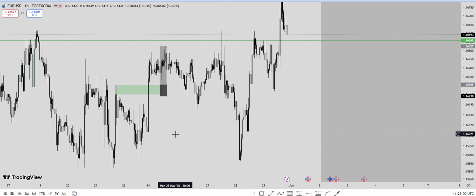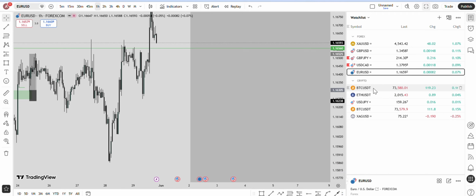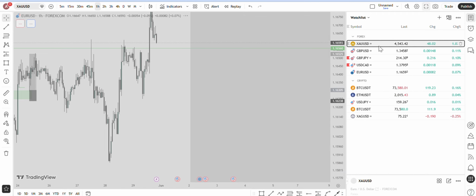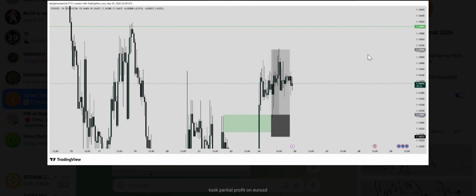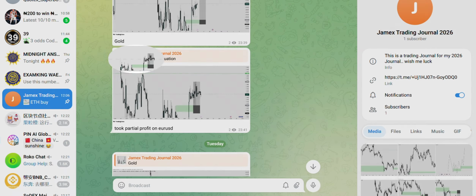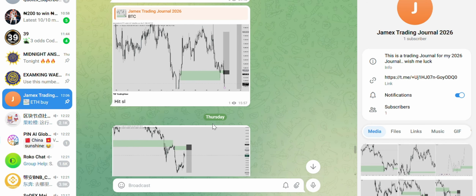So let's check gold, XAU. This is gold. As you can see, I'm just marking my entry because the SL was so much on gold. I can't even bear it. So this was the trade I took on gold.